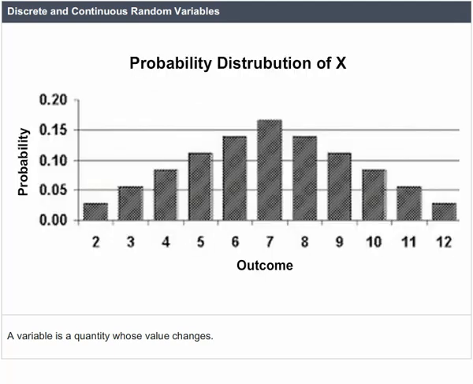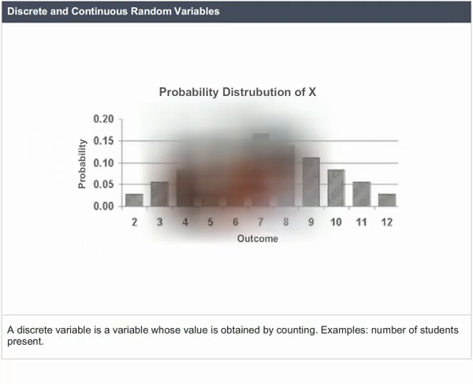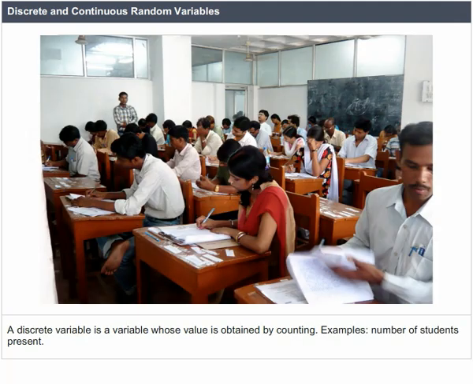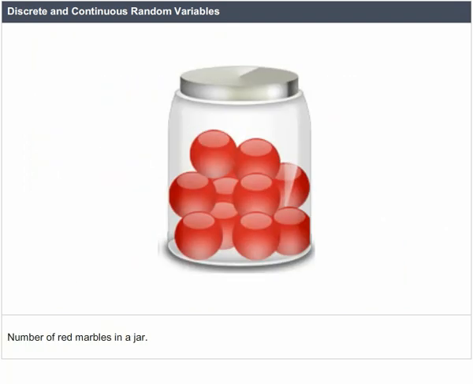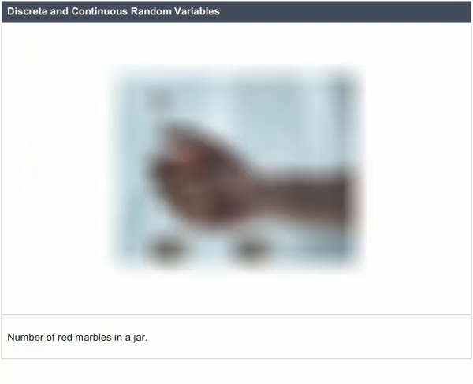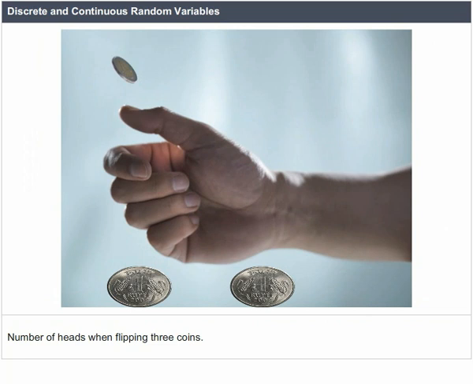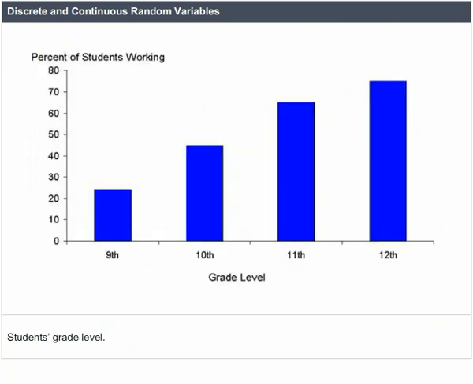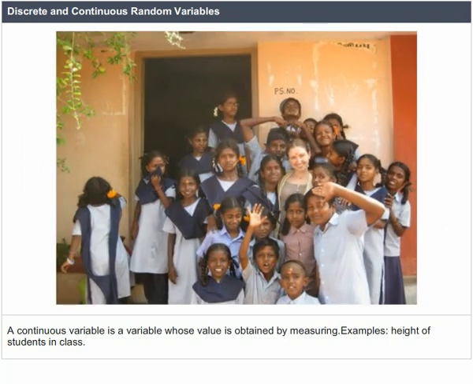Discrete and continuous random variables. A variable is a quantity whose value changes. A discrete variable is a variable whose value is obtained by counting. Examples: number of students present, number of red marbles in a jar, number of heads when flipping 3 coins, students' grade level. A continuous variable is a variable whose value is obtained by measuring.